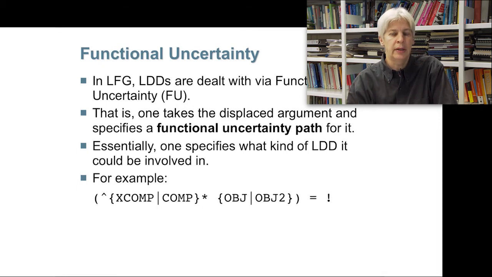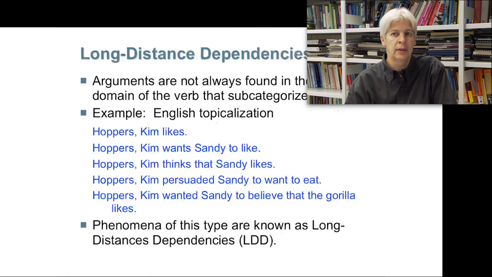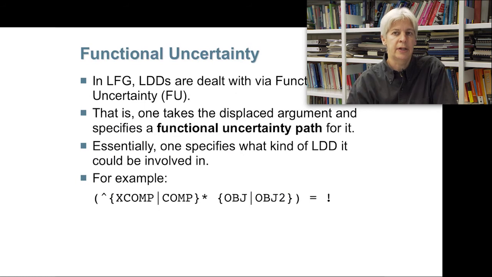So what you do in LFG is you assume that there's a path between this item and wherever the object is licensing it. What you don't know when you're starting out here to the left is what this path will be. Hence, you talk about functional uncertainty. What you're saying is you do not know at the beginning where the path is going to take you. What you do is you specify possibilities and say, well, it could be any one of these possibilities.